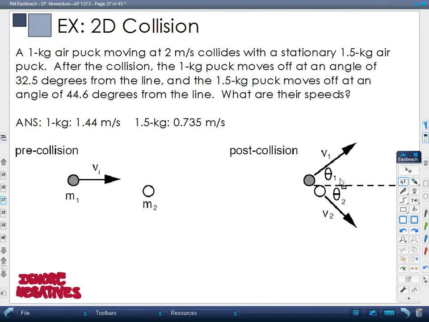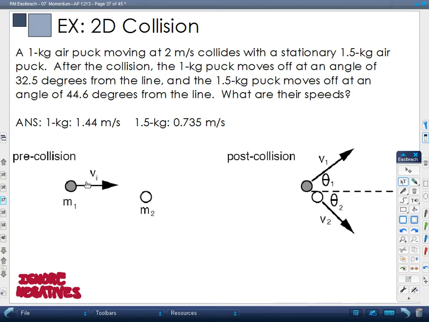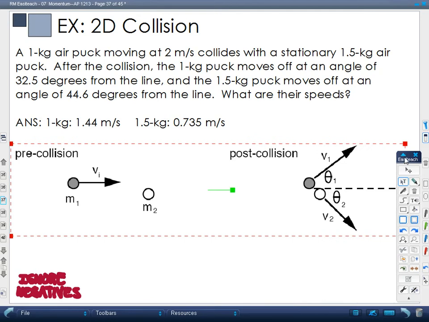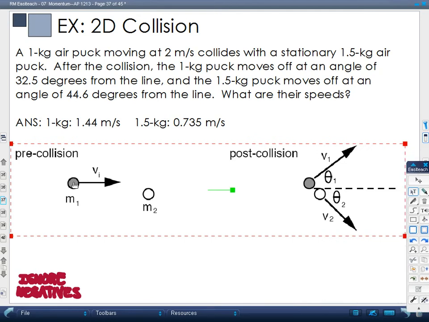This is a two-dimensional collision. Pause it right now and read this problem and just kind of digest it a little bit. This diagram shows pre-collision, post-collision, the before and after. Obviously, this is a glancing collision, you'll sometimes see it called. You have this gray mass that's going to collide with this stationary white mass. And then they go off at angles, and the angles are given.